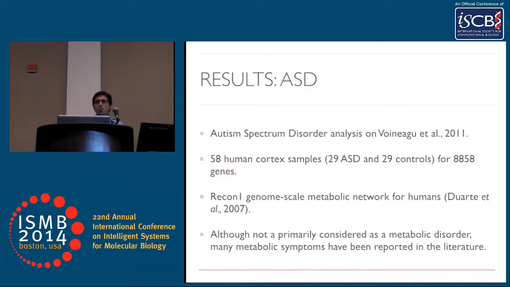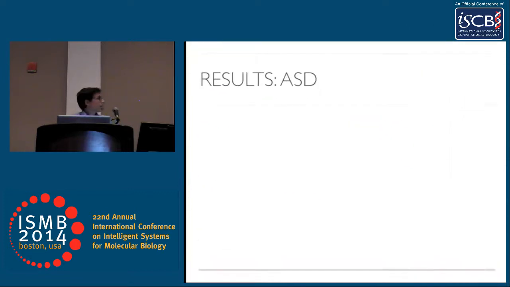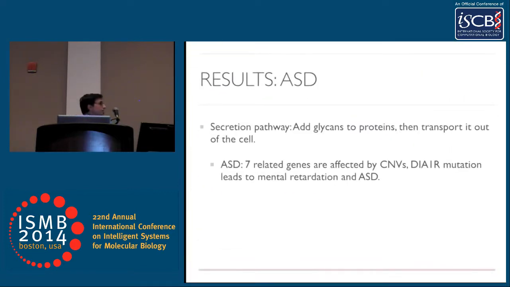So it's really hard to go over each metabolite one by one, but I'm going to give you an idea about the related pathways that we find. The first pathway is the secretion pathway, which adds glycans onto the proteins as a post-translational modification, while those are secreted out of the cell. And in the autism literature, 7 CNVs are associated with this pathway, as well as a DIA1R mutation.